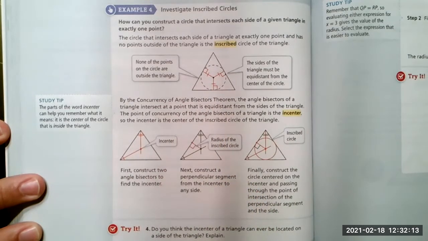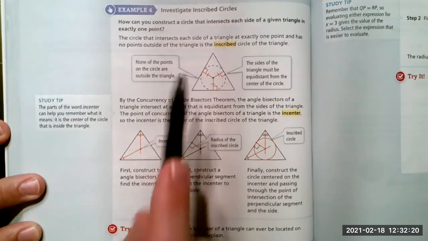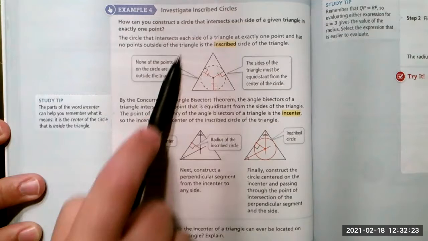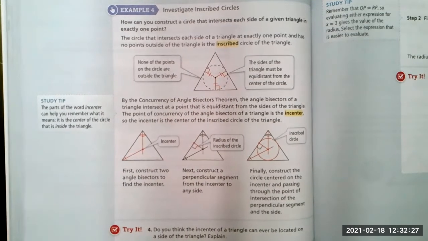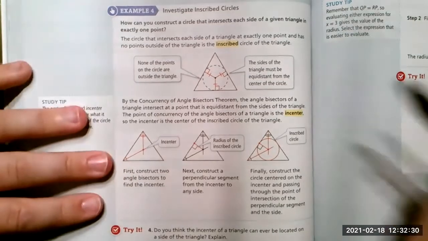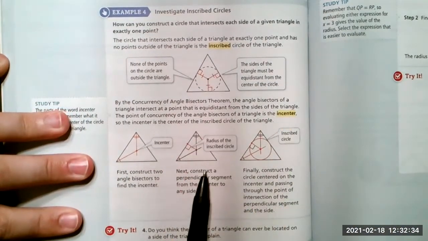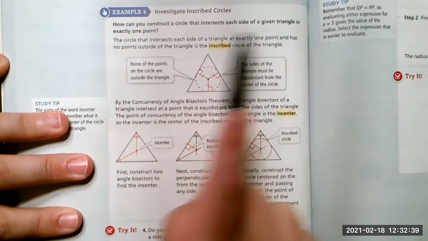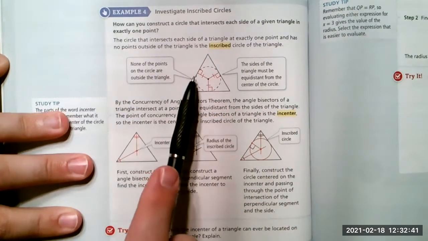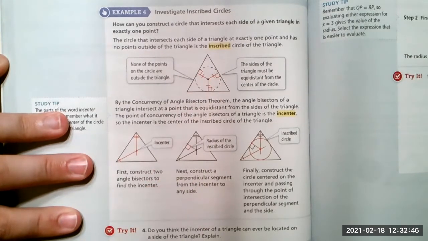So hopefully that makes sense to you. Hopefully that helps you. That's something you could write down in your notes. Inscribed circles go on the inside of the triangle. Circumscribed circles go on the outside. They just touch the vertices. Okay. A lot of text here. So let's hit on these vocab words, and then I'll just kind of summarize what example 4 is saying. So how can you construct a circle that intersects each side of a given triangle at exactly 1 point? So you're touching 1 point on that side, 1 point on that side, 1 point on that side.